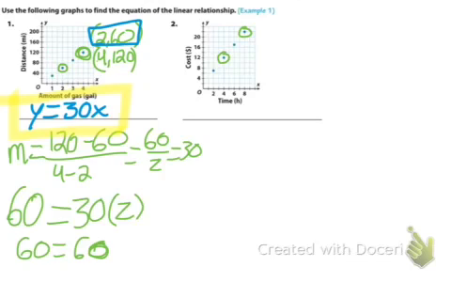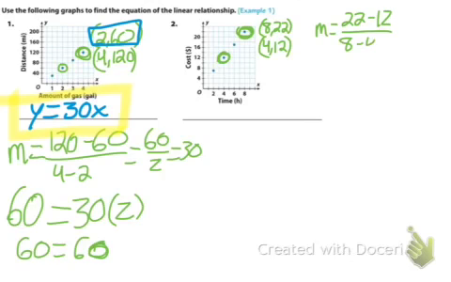The ordered pair for this one is 4, 12, and the ordered pair for this one is 8, and what is this counting by? It looks like it's counting by 2s, so 8 and 22. So we find our slope, which is change in y, 22 minus 12, over change in x, 8 minus 4, which gives us 10 over 4.